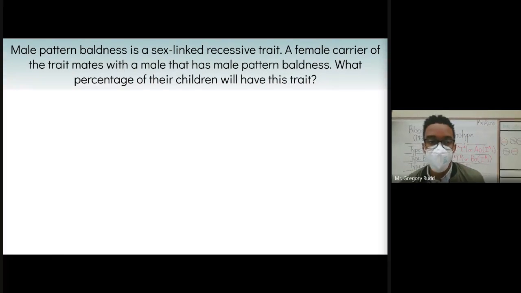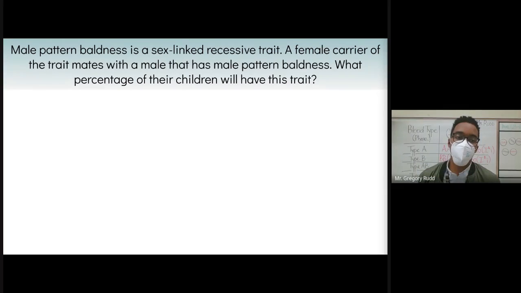All right, we're going to do some practice now. So same thing we were just talking about. Male pattern baldness is a sex-linked recessive trait. A female carrier of the trait mates with a male that has male pattern baldness. What percentage of their children will have this trait? Okay, so this is a Punnett Square problem. What is always the first step when we're doing Punnett Square problems?